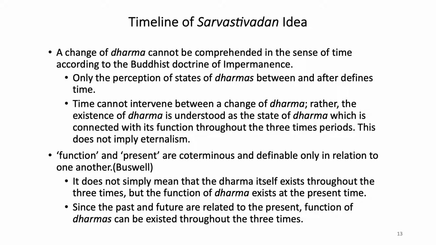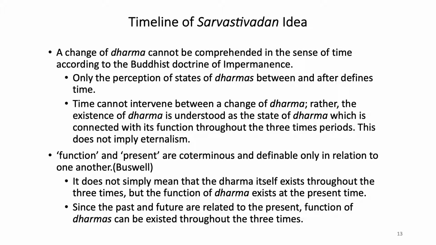The idea of three times, such as past, present, and future, by the Sarvastivadin is that the duration of a moment is too short to establish the relationship among dharmas. Therefore, time is static, and also dharmas are static. However, this does not mean that time or dharma is permanent. Rather, since a change of dharma cannot be comprehended in a sense of time according to the Buddhist doctrine of impermanence, only the perception of the state of a dharma between before and after defines time.